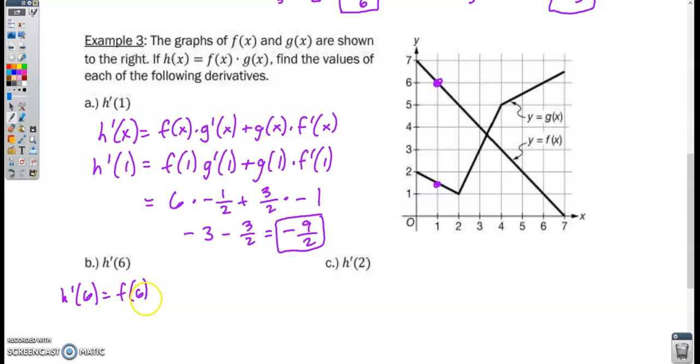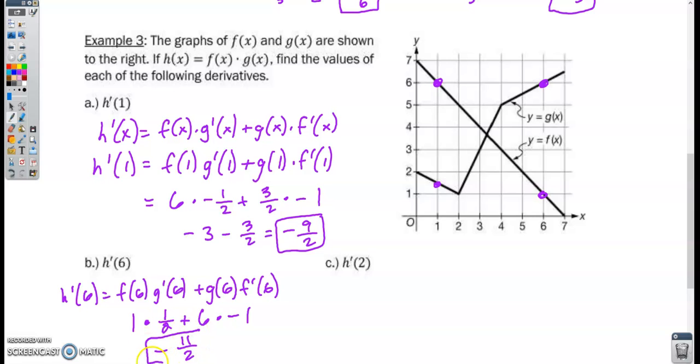H prime of 6, we'll put 6 in here instead. So we need f of 6, g prime of 6, plus g of 6 times f prime of 6. F of 6 is 1. G prime of 6 is the slope of that graph. That's +1/2. Sorry, I'm rushing a little bit because I'm running out of time. G of 6 is 6, and f prime of 6, of course, is still -1. And so this ends up being -11/2.